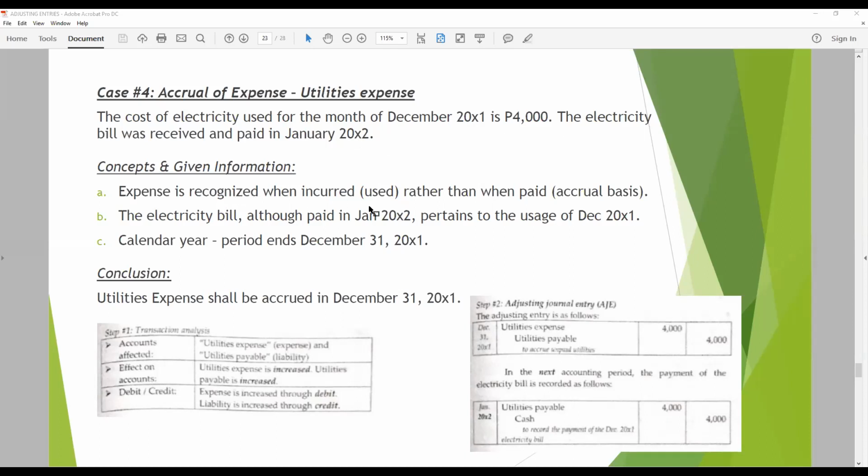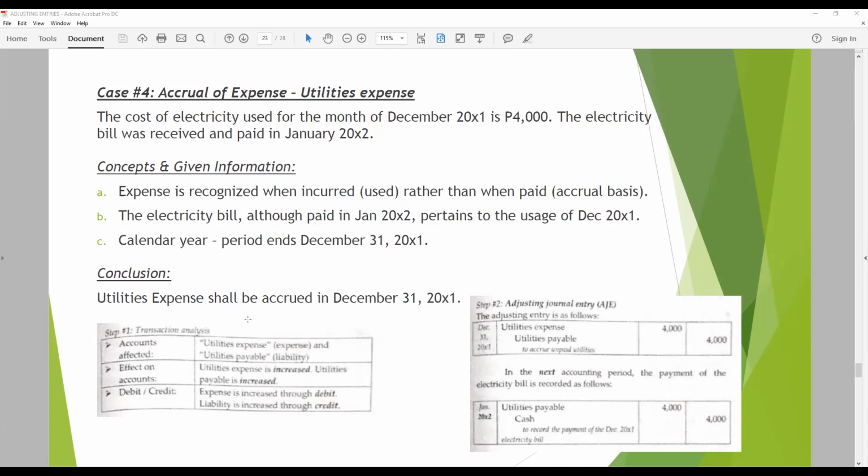So expense is recognized when incurred rather than when paid. The electricity bill, although paid in January, pertains to the usage of December. So calendar year period ends December 31. Conclusion, utilities expense shall be accrued in December 31. So what are the accounts affected? Utilities expense, expense account, and utilities payable, liability account.